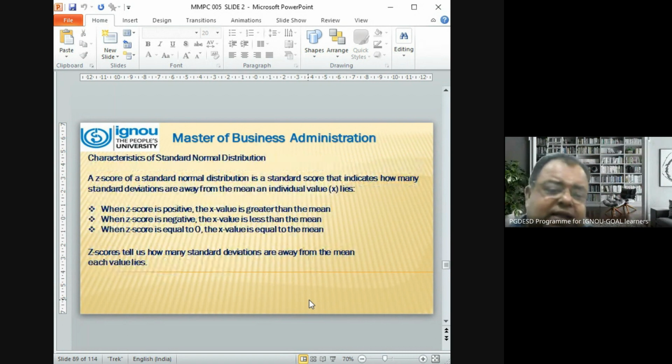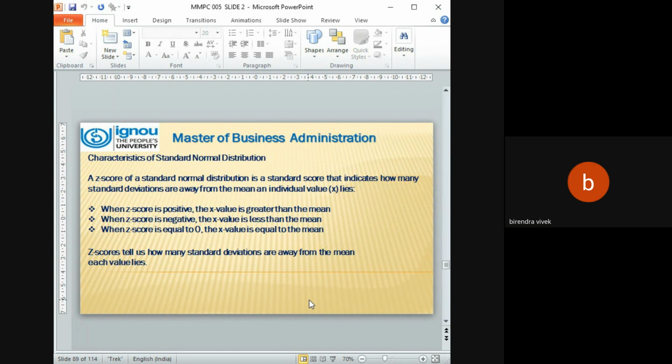What are the characteristics of standard normal distribution? Sir, for the previous question, whether a graph or table will be given? Otherwise, how will we know what the area to the left of that is? How can we know?